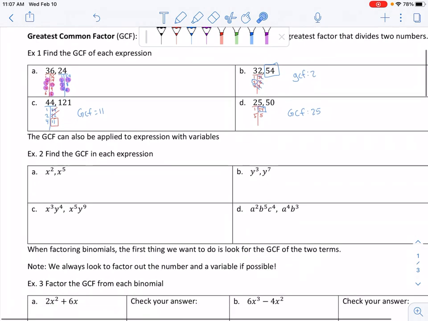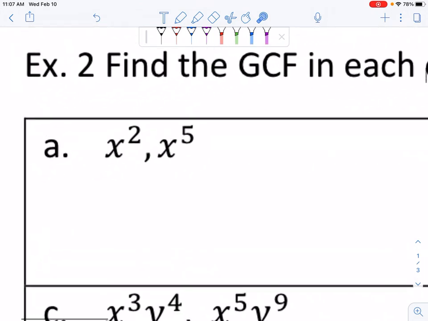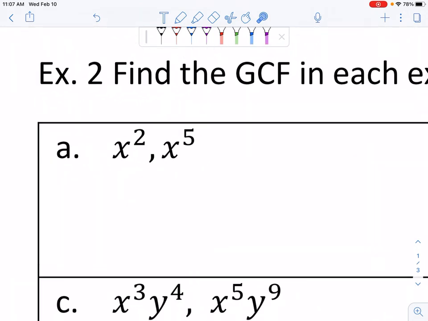Okay, so we're also going to be seeing this with variables. So think about with variables, we have x squared really means x times x, and x to the fifth really means x times x times x times x times x. There are 5 of them. 1, 2, 3, 4, 5.